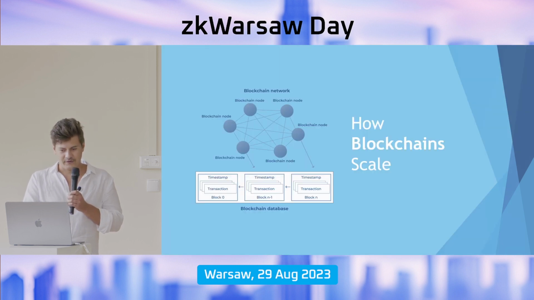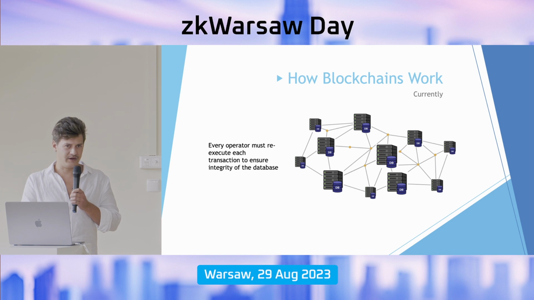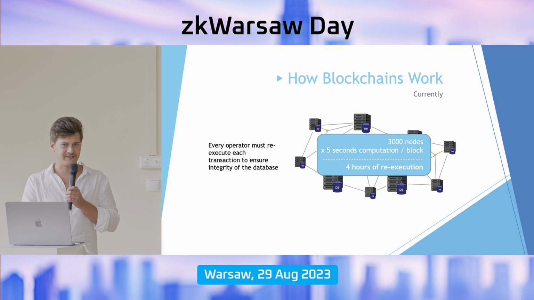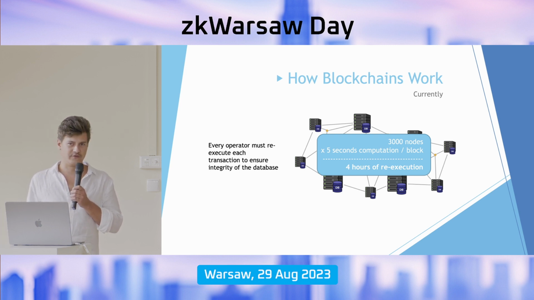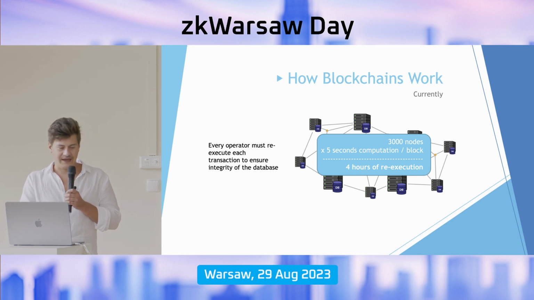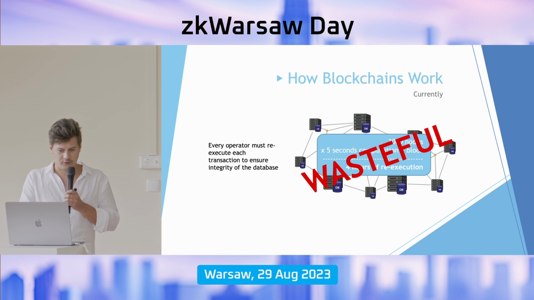So how do blockchains scale? And the whole sort of point of blockchain is we don't want to trust anyone. Like there's no single source of truth. So essentially we have to have every single node re-execute every single transaction over and over again around the world, right? So just to give an example of this, let's say you have a network with 3,000 nodes. Each block takes 5 seconds to execute. Essentially you have 4 hours of servers re-executing the same transactions over and over again just to reach consensus. And this is honestly a bit wasteful, but it's how it works.